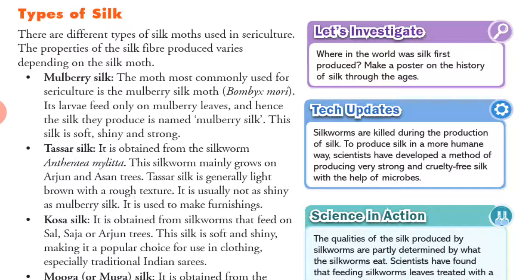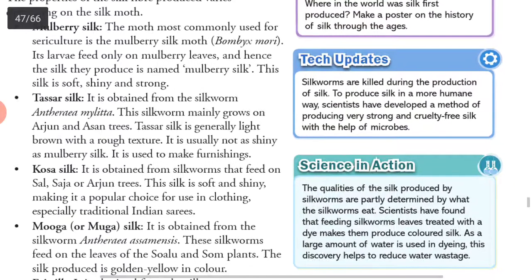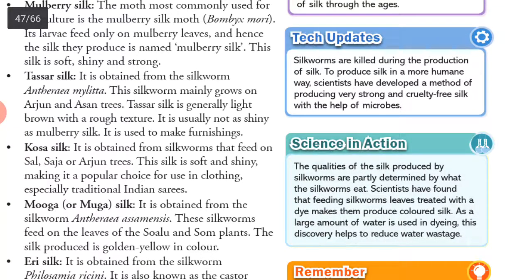Next is Kosa silk. It is obtained from silkworms that feed on sal, saja, or arjun trees. This silk is soft and shiny, making it a popular choice for use in clothing, especially traditional Indian saris. Muga silk is obtained from the silkworm Antheraea assamensis. These silkworms feed on the leaves of som and soalu plants. This silk is produced in golden yellow color.